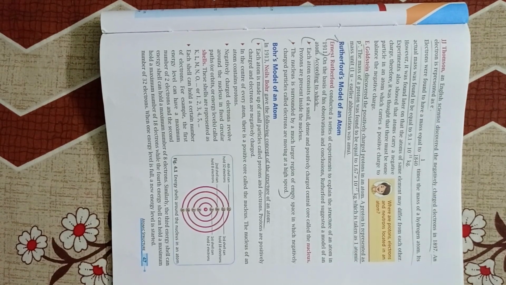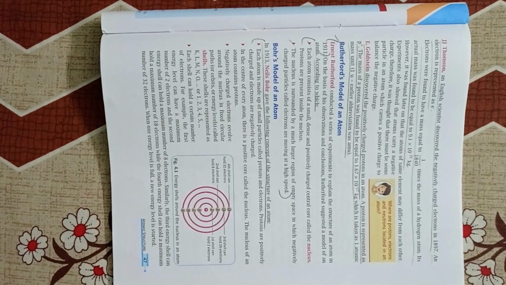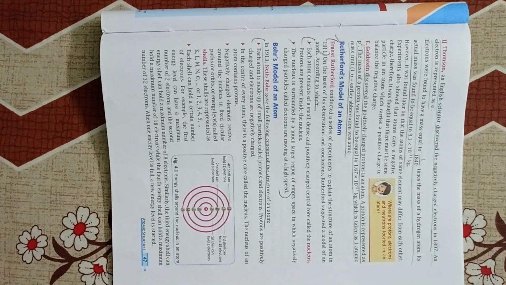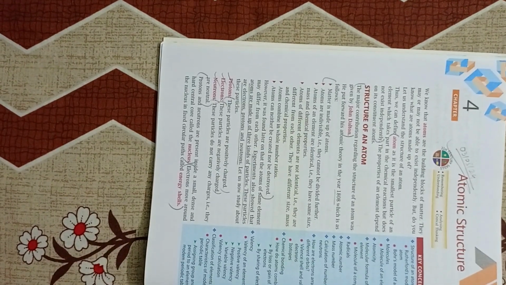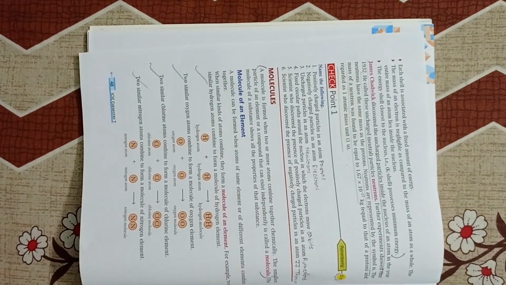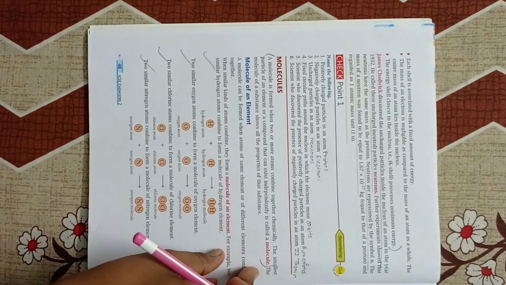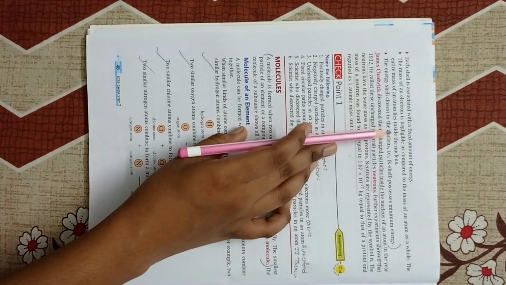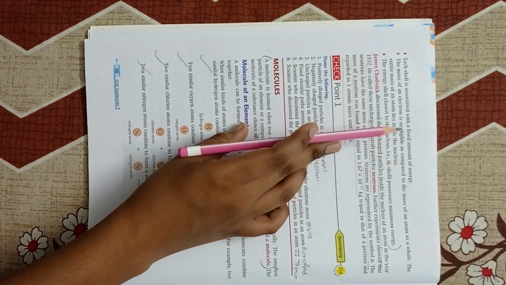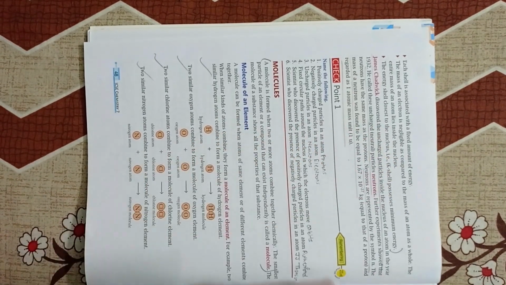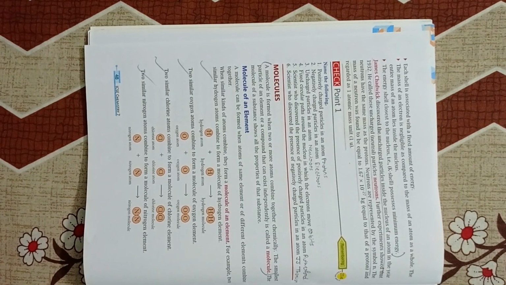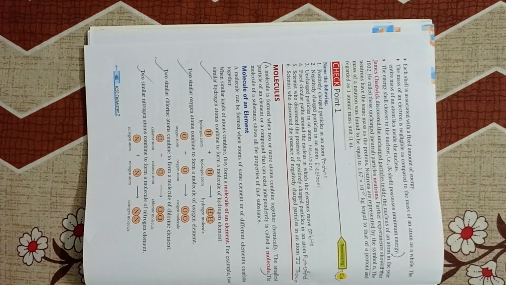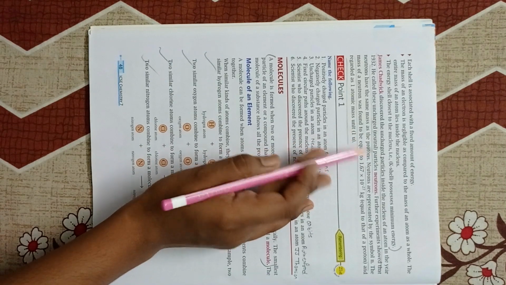For example, the first energy level can hold a maximum of 2, the second 8, the third 18, and the fourth can hold 32. When one energy level is full, a new energy level will be started. Each shell is associated with a fixed amount of energy. The mass of an electron is negligible as compared to the mass of an atom as a whole, and the entire mass of an atom lies inside the nucleus. The energy shell closest to the nucleus possesses minimum energy. And this one is important for the short question.